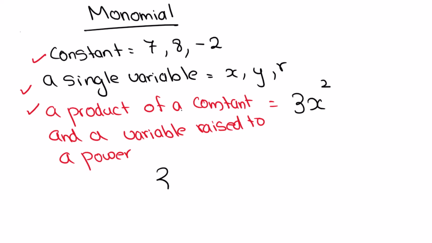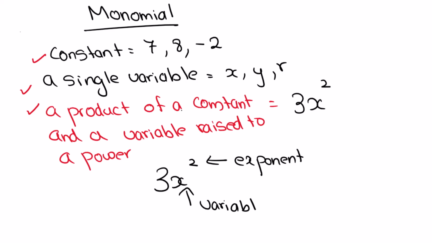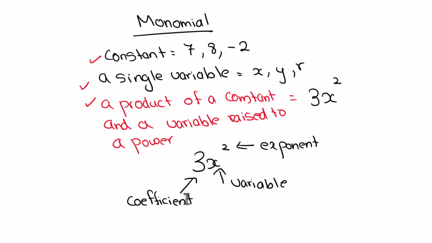In 3x squared, we can see this is the exponent, this is the variable, and the constant in front of a variable is called a coefficient. It is a special name given to the constant. If you are not sure about these exponent, variable and coefficient, I have done an in-depth video on this, and the link for this video can be found in the description below.